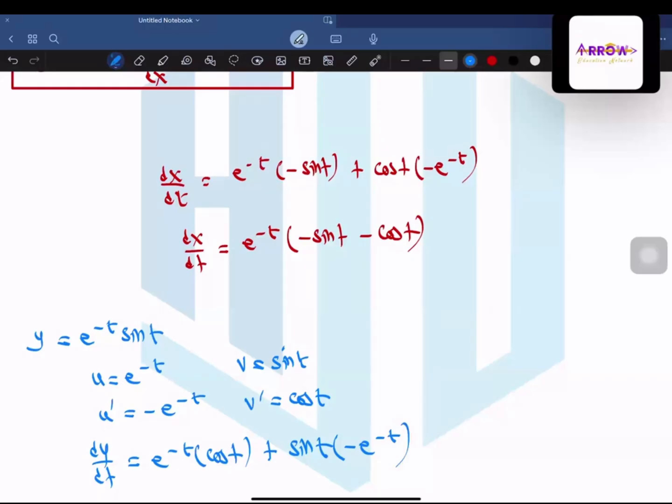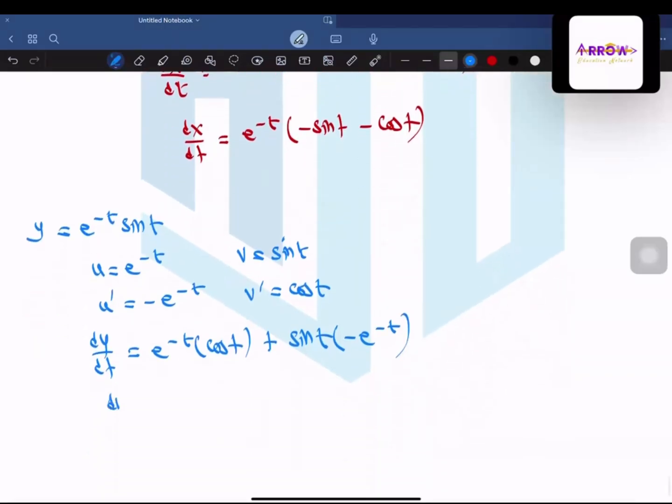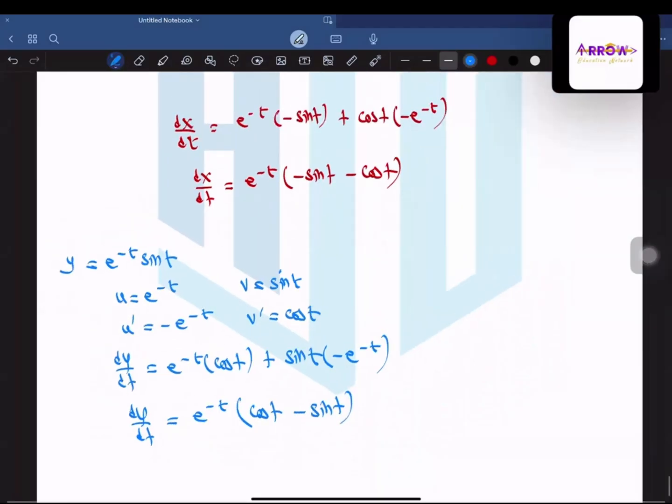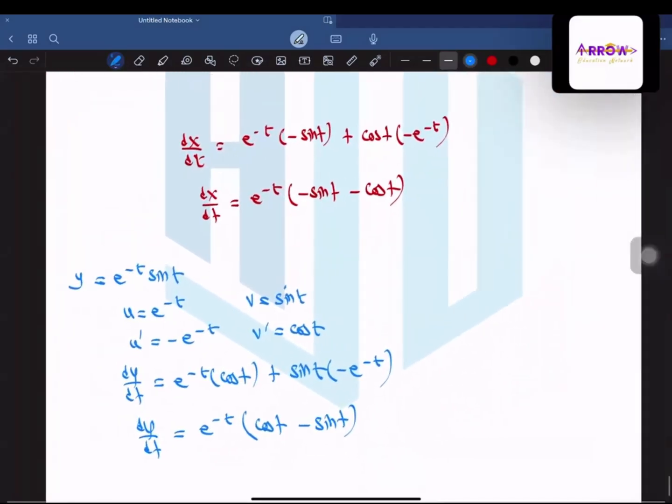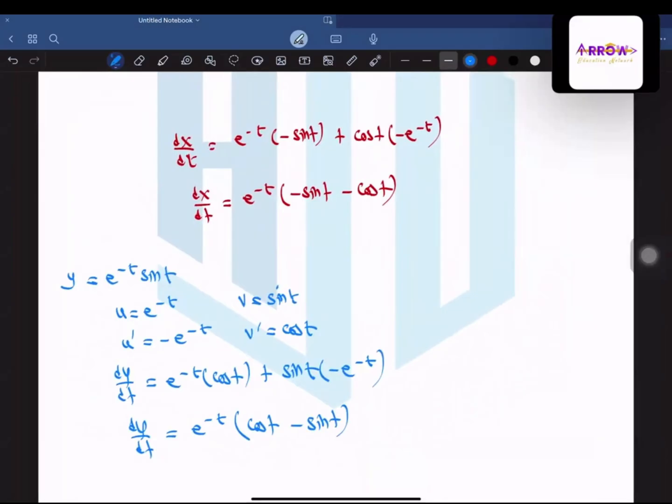So far we have achieved this. Now I can say that dy over dt is equal to, taking e raised to the power of minus t as common, multiplied by cos t minus sine t. So we have obtained the dx over dt function as well as the dy over dt function.